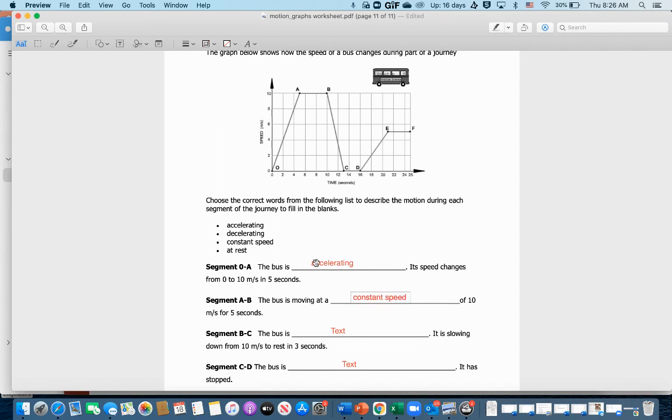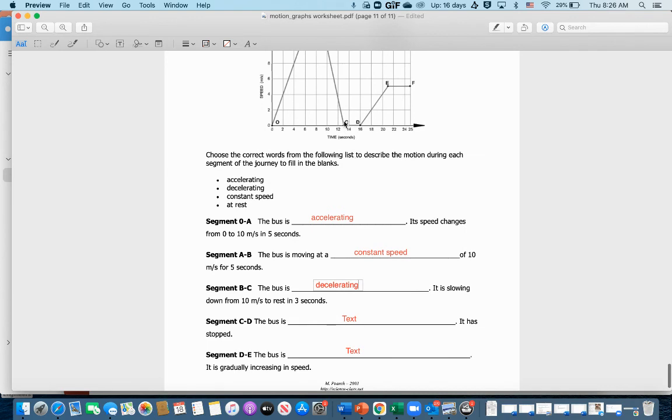And then B to C here. So I'm going from 10 to 13 right here. Okay, as time increases, my speed is decreasing. So we're going to call that a deceleration. We're decelerating right there. And C to D here. So C to D, I start at 0, I end at 0. So this is going to be stopped.